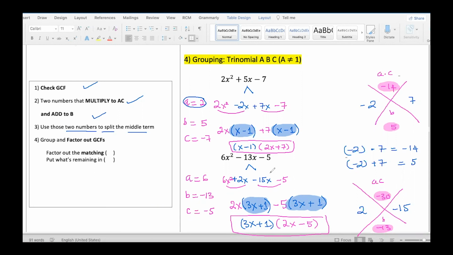Okay, so that's our grouping method. This is all the 4 factoring methods that we're going to do. I would highly recommend you pause at any time that you need to watch it again and then practice. The more you practice, the better you will be.